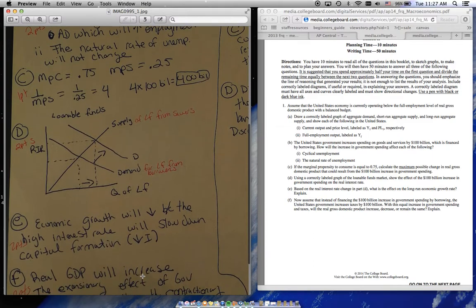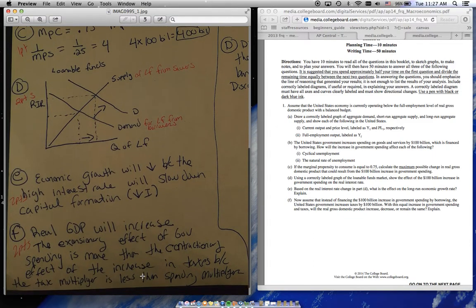All right, so let's look at part F. So the question is, instead of financing the $100 billion increase in government spending by borrowing, what they did instead is they increased taxes. So will this equal increase in government spending and taxes? What will happen? And so this is basically just making sure that you understand the multipliers. So because the taxation multiplier is less than the spending multiplier, you would say that basically we would still have an increase in real GDP. However, it would be slower than it would be if there was just the government spending, because the multiplier of the taxation is less than the multiplier of the spending.